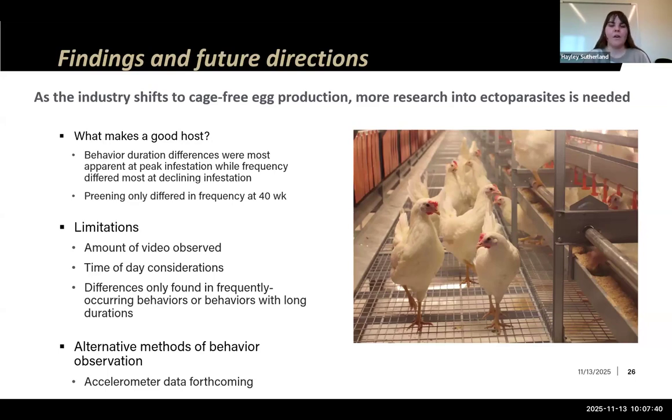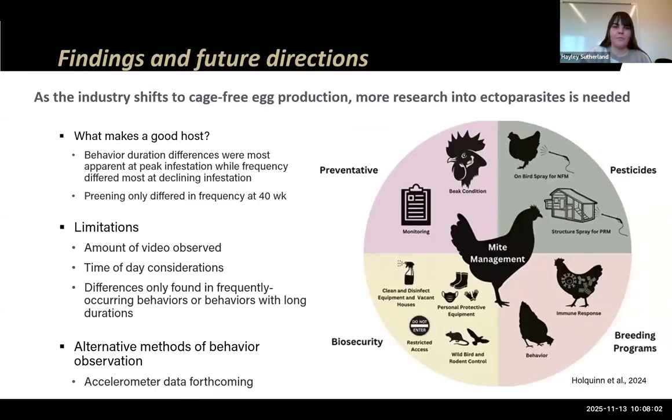What we're hoping to do now is we have more data off of our second replicate, where we will be adding another 30 focal hens to the analysis, which is going to be about another 90 hours of video watching. We can also turn to alternative methods of behavior observation. Like we have some accelerometer data that we can also use to try to code in their behaviors. So this will be something I'm working on next.